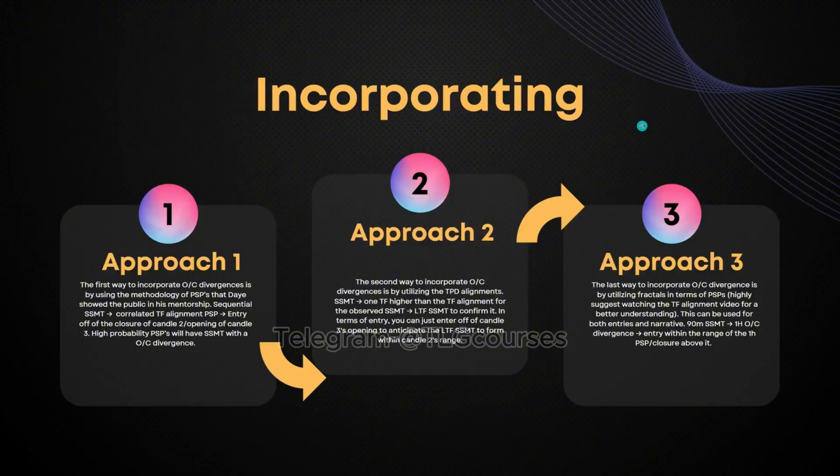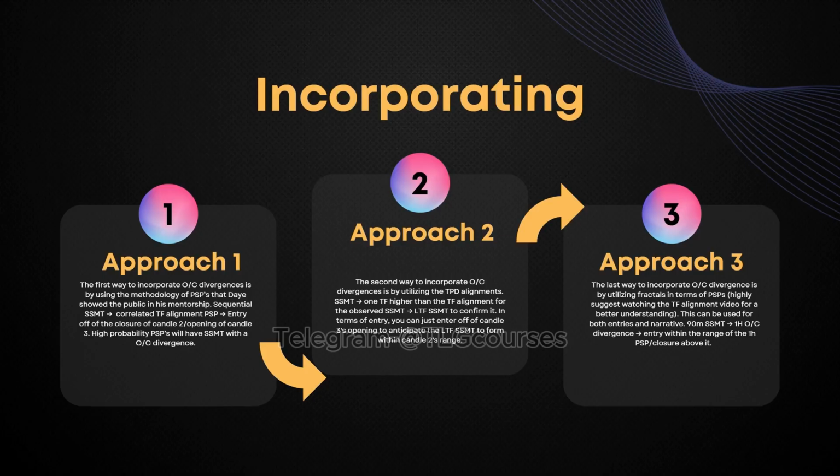Now, the final approach, number 3, the last way to incorporate open close divergence is by utilizing fractals in terms of PSPs. I highly suggest watching the time frame alignment video for a better understanding of what I'm talking about in this, because many of you guys hear fractal PSPs and you think, oh my God, we're using like order flow or something. No. This is a different way of utilizing fractal. By fractal, I mean time frame alignment, right?